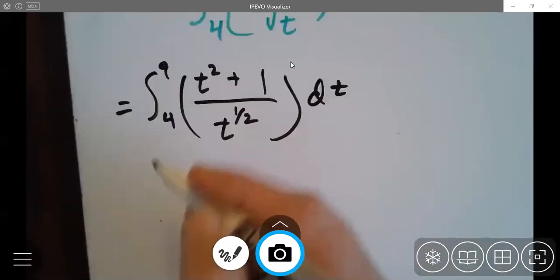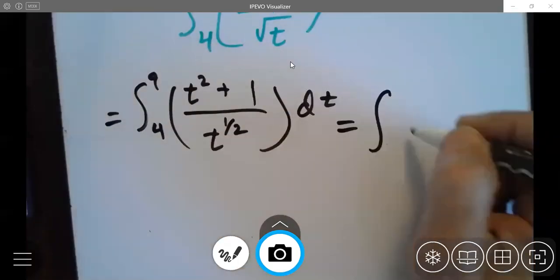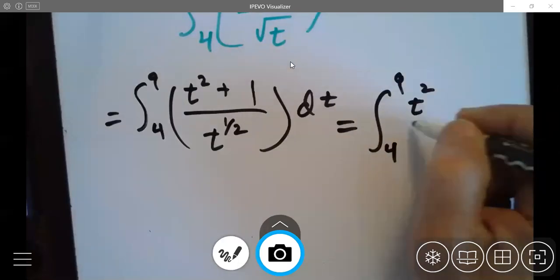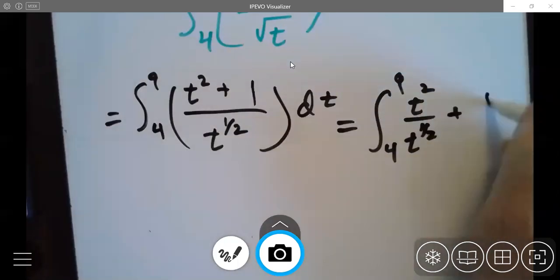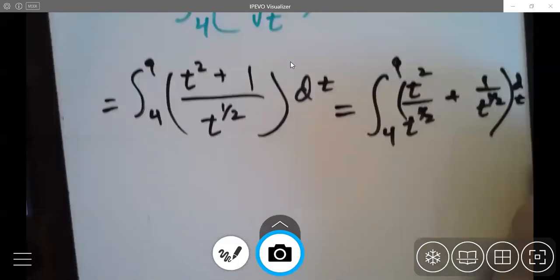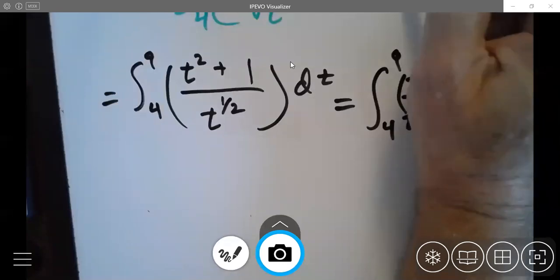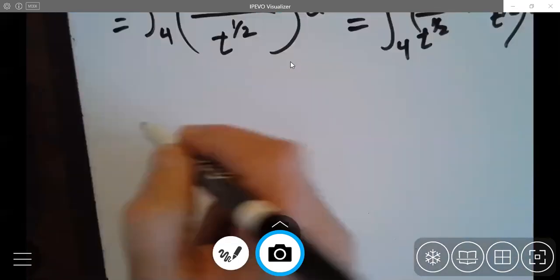All right, and so now we can split this. Actually, I'm going to go this way this time, across. And so this will be t squared over t to the 1/2 plus 1 over t to the 1/2, and that's all dt there. Well, let's look at properties of exponents for a minute. x to the m over x to the n, we subtract, right? m minus n.